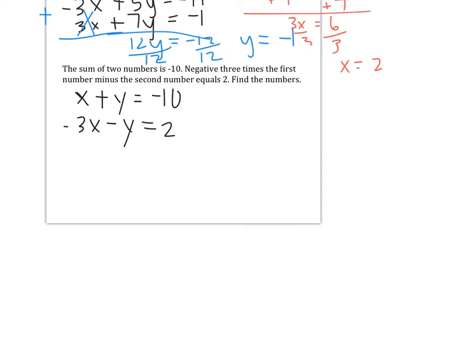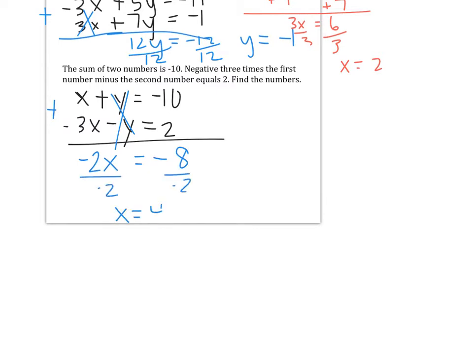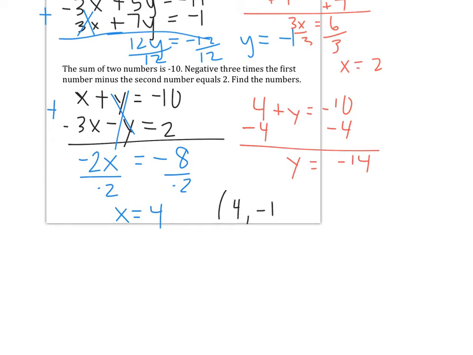or equals 2. Now I'll solve this system, and I'll add the two together so I can cancel out the y's. So x plus -3x is -2x. The y's cancel out. -10 plus 2 is -8. Let's divide by -2. So x equals 4. Now I just have to plug that back into either equation. And I'll plug it into the first one and say 4 plus y equals -10. And we'll solve for y. So y equals -14. So my two numbers would be 4 and -14, and that would be my final answer.